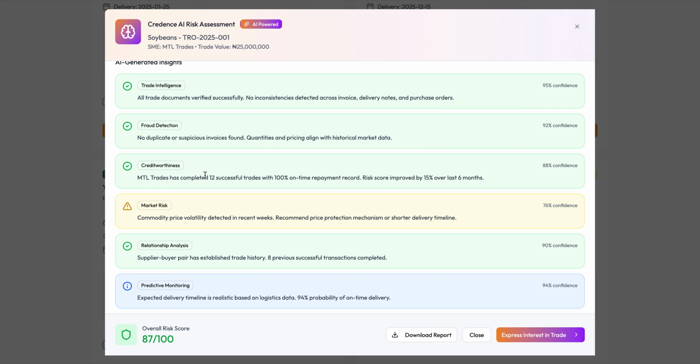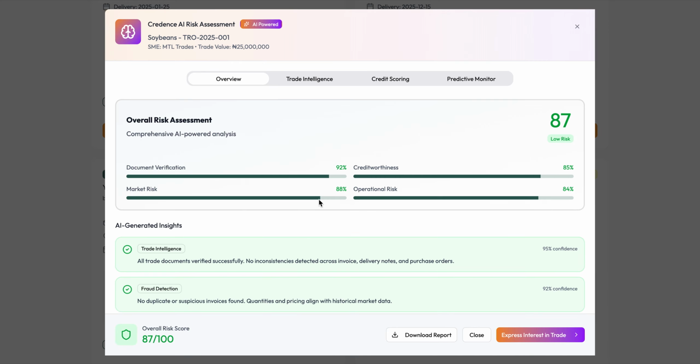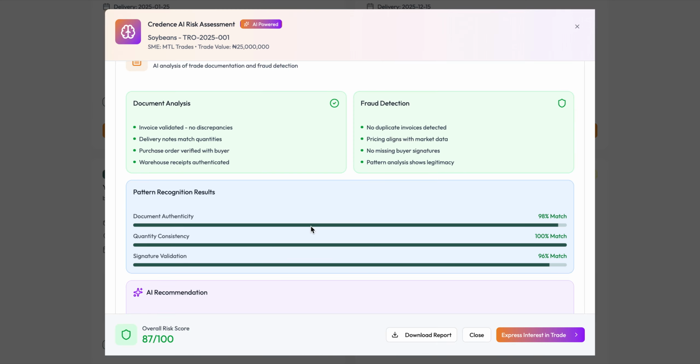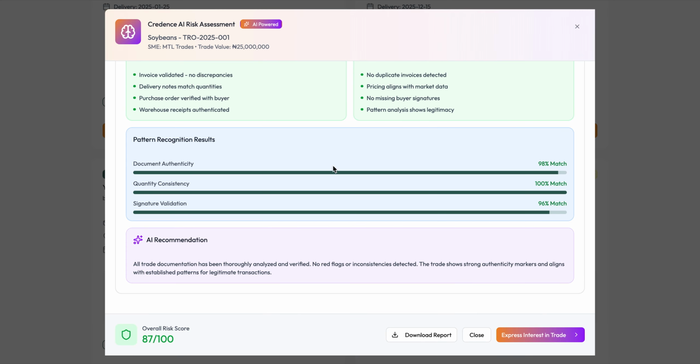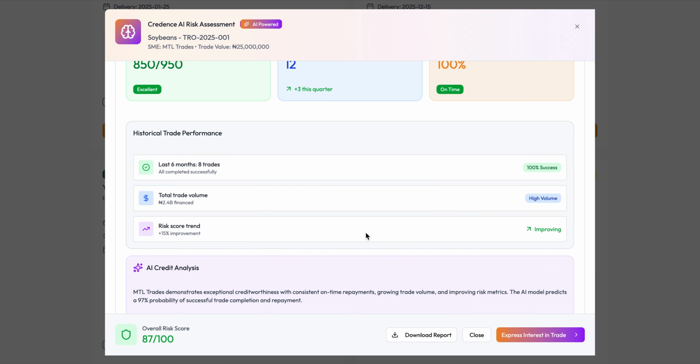For instance, each trader has completed 12 successful trades with Credence, and its risk score has improved by 15% over the last 6 months. The market risk analysis, the relationship analysis, the predictive monitoring, and all like that. Should you want to see further details, there are no discrepancies in the invoice, the pattern recognition, everything is looking very consistent. The credit scoring as well for the last 6 months, 8 trades have been done with a face value of 2.4 billion and a risk score trend of about 15% improvement.